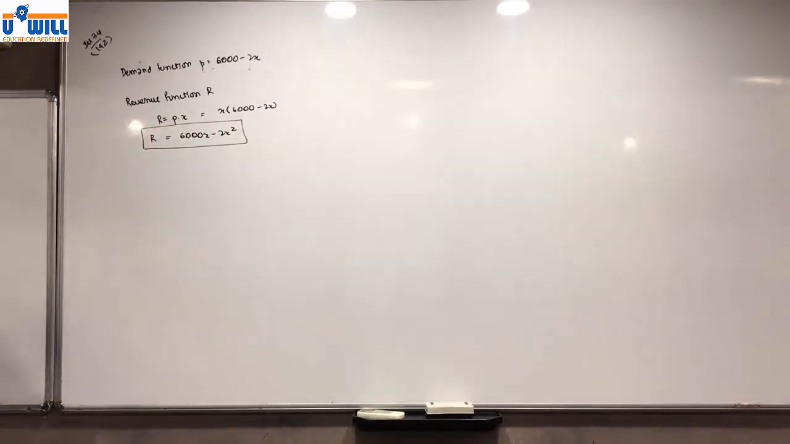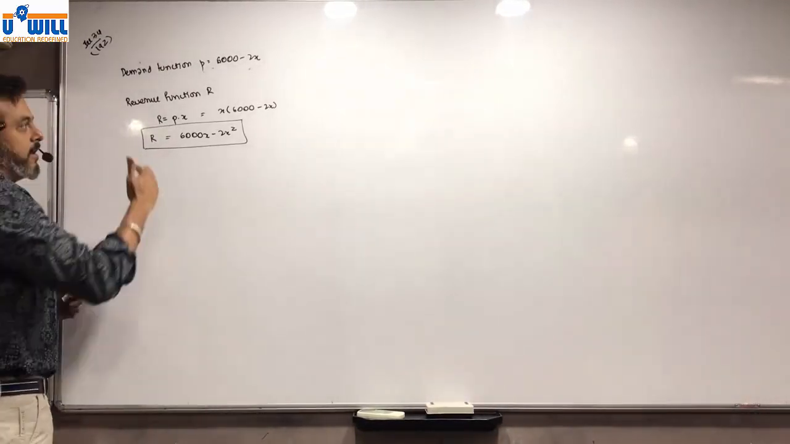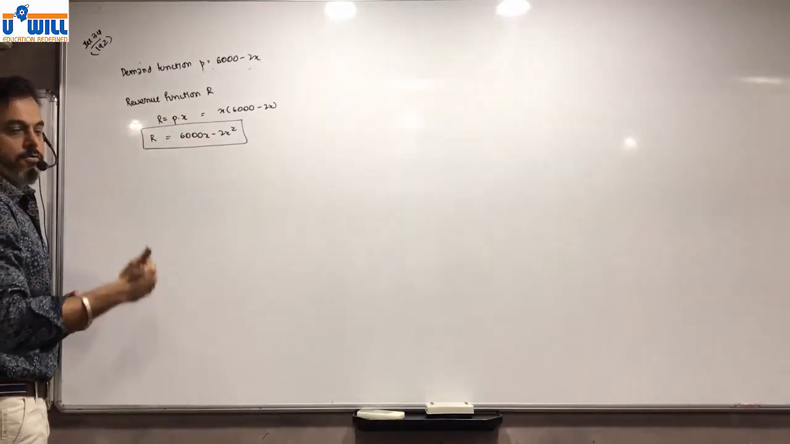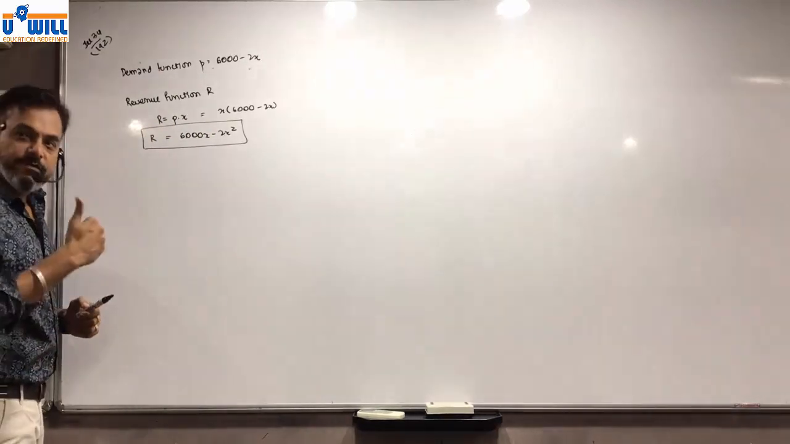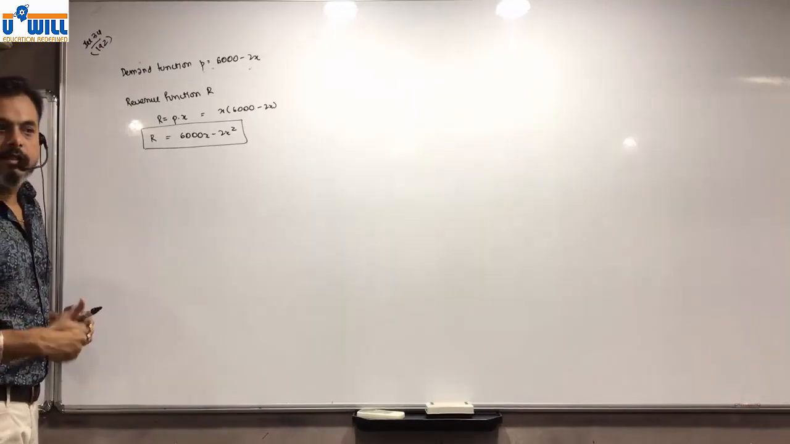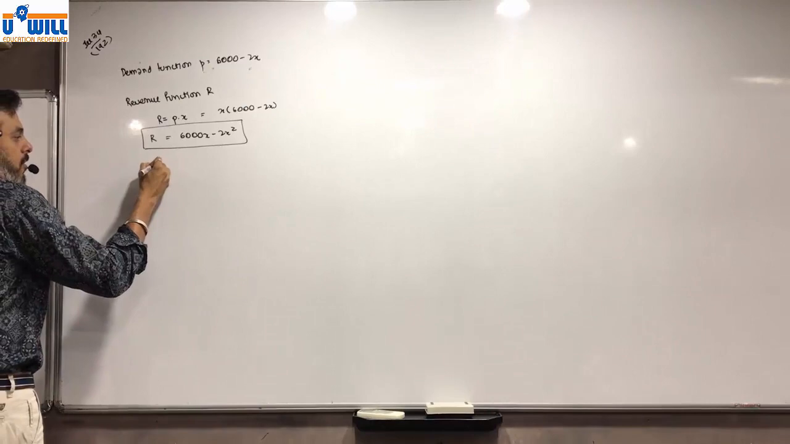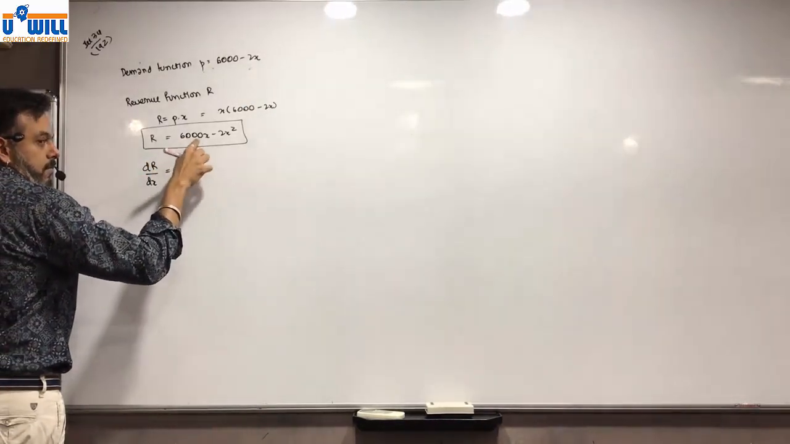Now, because we have to find the maximum, we'll find the derivative of this, or marginal revenue. It's the same thing. Revenue function ka derivative is marginal revenue. Cost function ka derivative is marginal cost. Profit function ka derivative is marginal profit. Understood this? So we find the derivative of R with respect to X is equal to, what will be this?